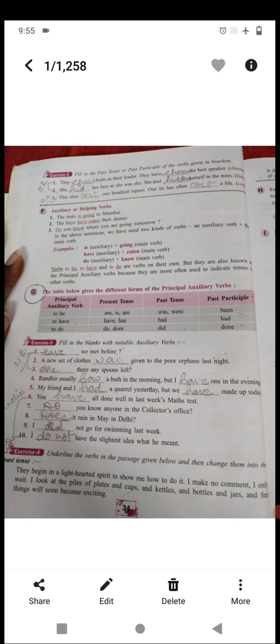Then comes page number 34 of your English 2 textbook. In that you can see table number G. This table number G, you are going to draw it in the notebook.